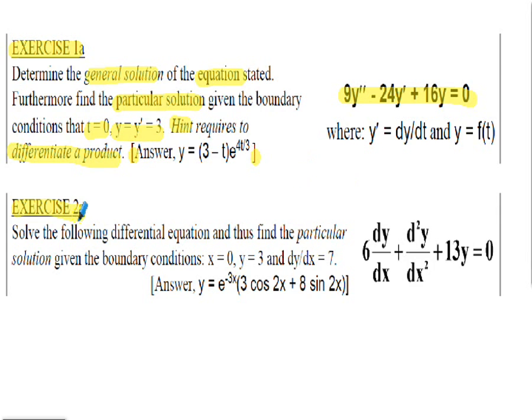Exercise 2, we're asked to solve the differential equation shown on the right hand side here to find the particular solution. So again, we are given boundary conditions in the question: x equal to 0, y is equal to 3, and dy by dx equal to 7. Again, the answer is shown in the square brackets. I would encourage you to stop the presentation and attempt exercise 1a and 2a. The full worked solutions to exercise 1a and 2a are shown on the following slides.